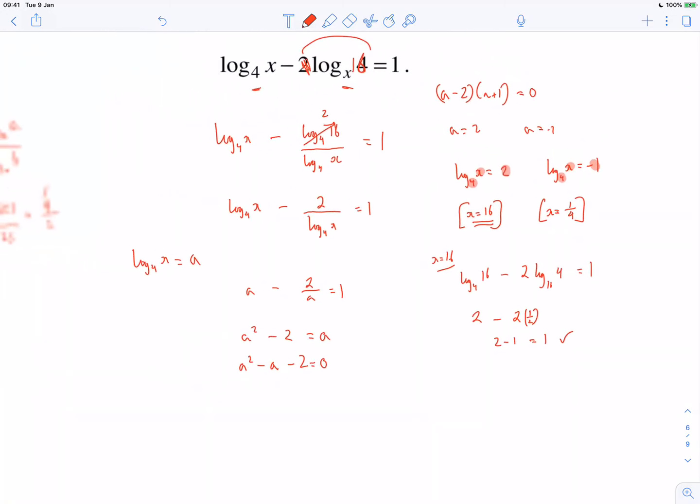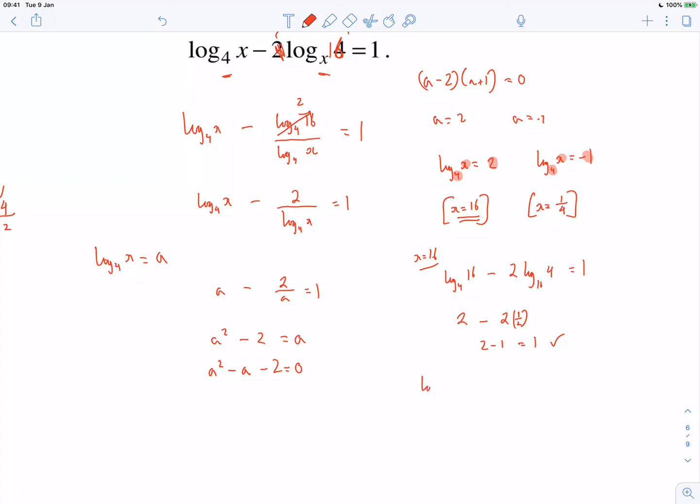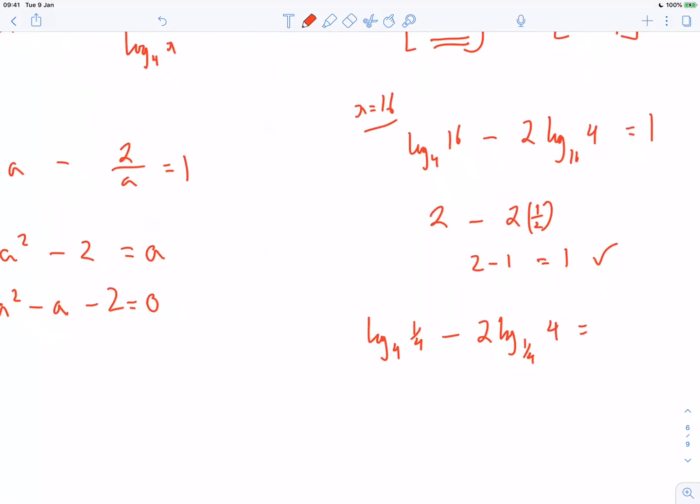Then when x is a quarter, we're allowed to take logs of real numbers, that's fine. Well, anything that's non-negative. Well, you can't take log of 0. Okay, fine, anything that's positive. Positive reals. So log base 4 of a quarter minus 2 lots of log base a quarter of 4. Okay, does that equal 1?